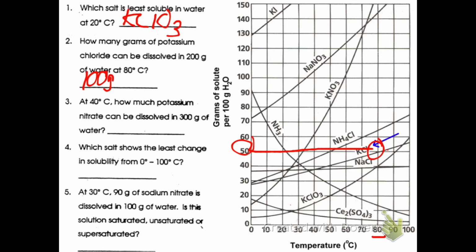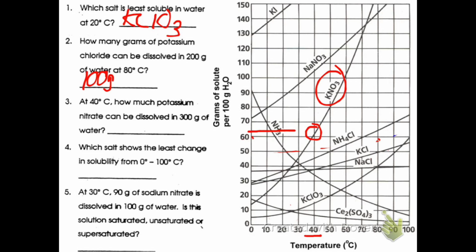Number 3 is kind of similar. I'm looking for potassium nitrate, which has got to have an N in it. Okay, KNO3. There we go. I'm looking for 40 degrees, so right there. And where potassium nitrate and 40 degrees intersect is right there. If I bring that across, that looks like, I don't know, like 62? Yeah, something like that.